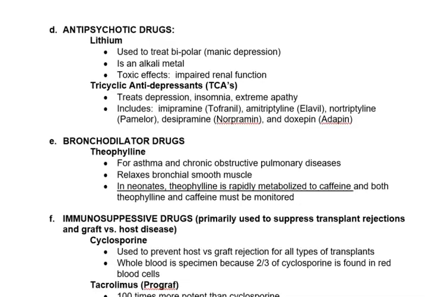The next class of drugs is antipsychotic drugs. Lithium is first. It's used to treat bipolar or manic depression. It is an alkali metal. It has toxic effects and it can impair renal function. Next, for antipsychotic drugs, we have our TCAs, or tricyclic antidepressants. These treat depression, insomnia, and extreme apathy, and there are some examples of our TCAs listed here.